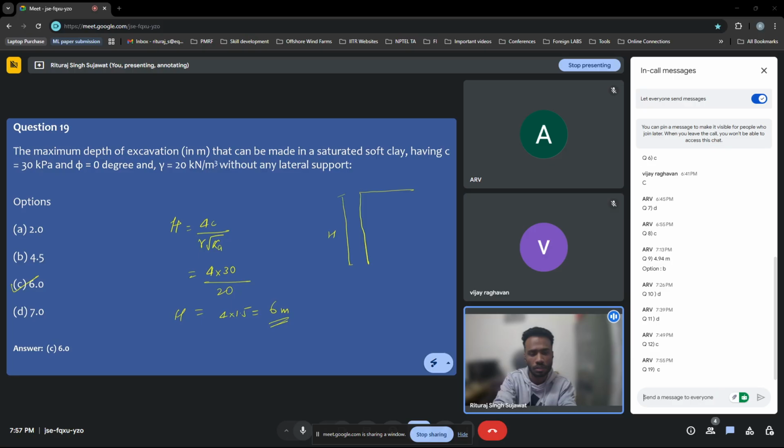It again comes from the earth pressure theory. If you apply the equilibrium between the forces acting from the earth, the lateral earth pressure of the soil, and what is needed to keep the excavation stable, you get this relation, H equals 4C by gamma root K. For this question, the answer we get is 6 meter, the required depth of excavation which can be made in the saturated soft clay without any lateral support.